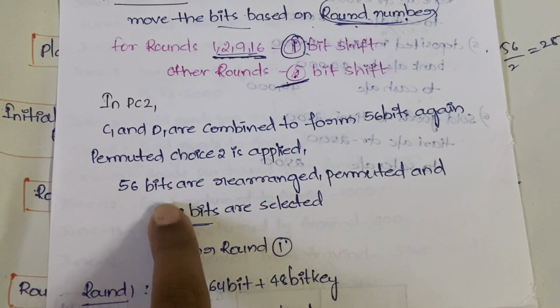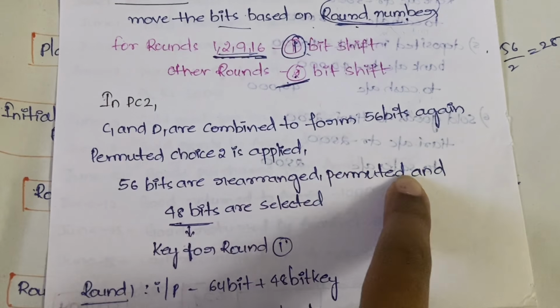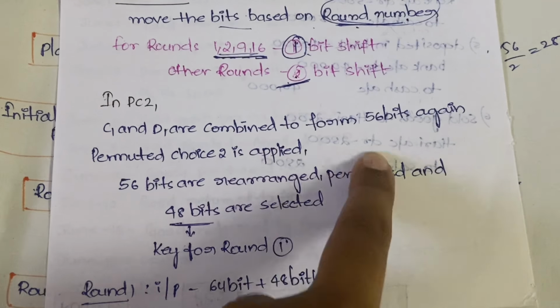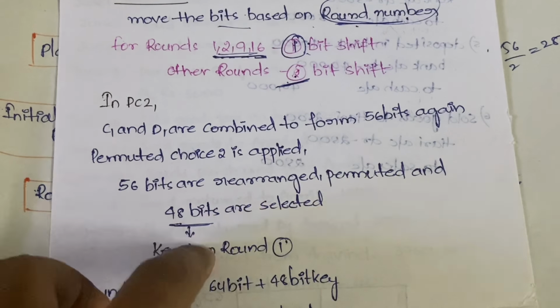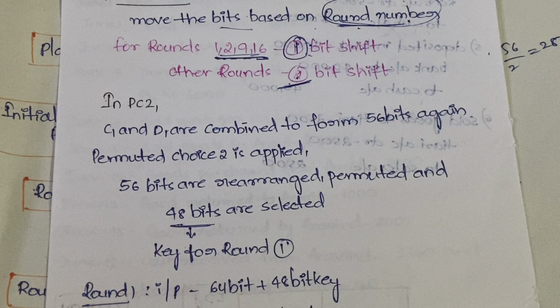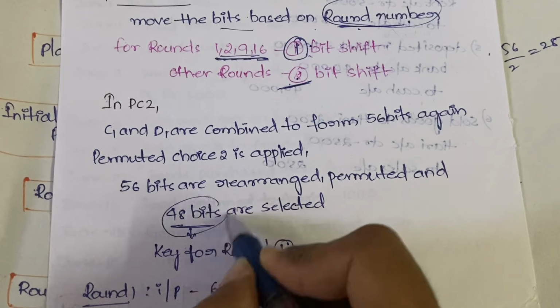So here what we will be doing is the 56 bits are rearranged. They are permuted, and 48 bits among them are selected. So you will be eliminating 8 bits. How you eliminate the 8 bits is your wish. We don't have any particular process for that. So you will be selecting the 48 bits.